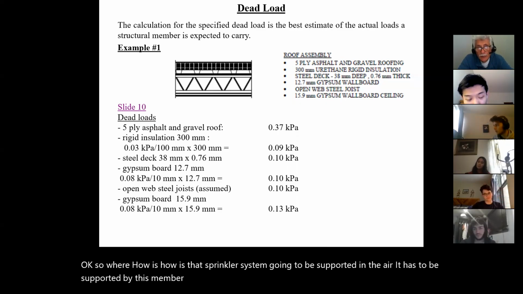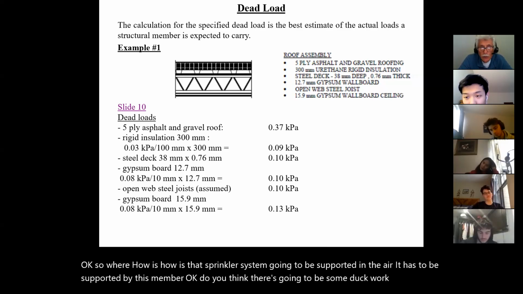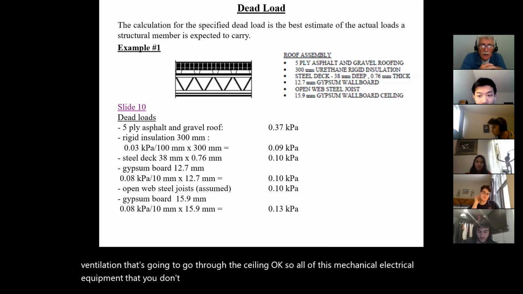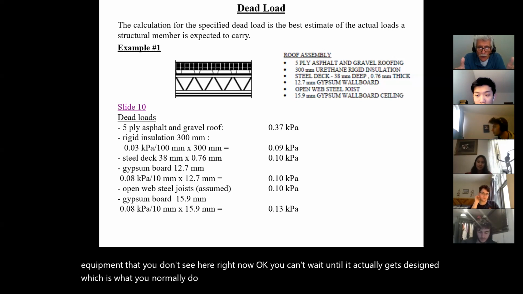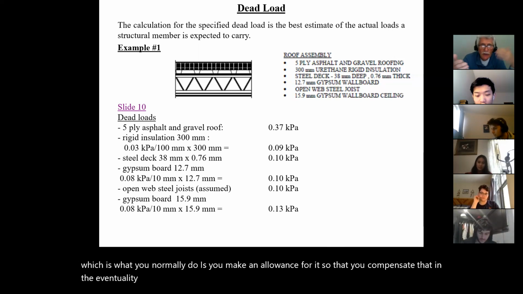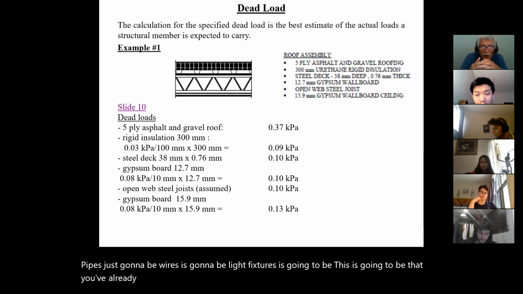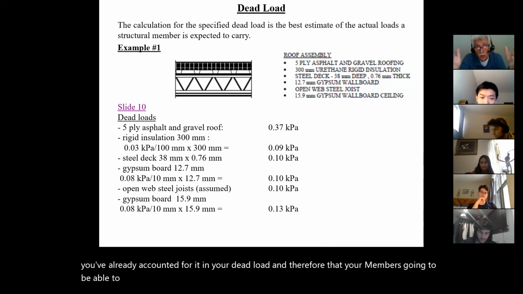Do you think there's going to be some ductwork or some ventilation that's going to go through the ceiling, okay? So all of this mechanical, electrical equipment that you don't see here right now, you can't wait until it actually gets designed. What you normally do is you make an allowance for it, in the eventuality that there's going to be pipes, there's going to be wires, there's going to be light fixtures, there's going to be this, there's going to be that. You've already accounted for it in your dead load, and therefore you know that your member is going to be able to safely carry that additional weight.